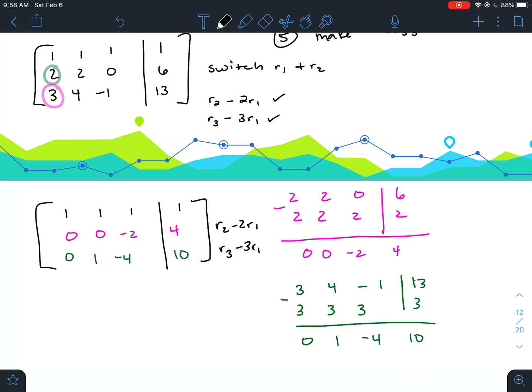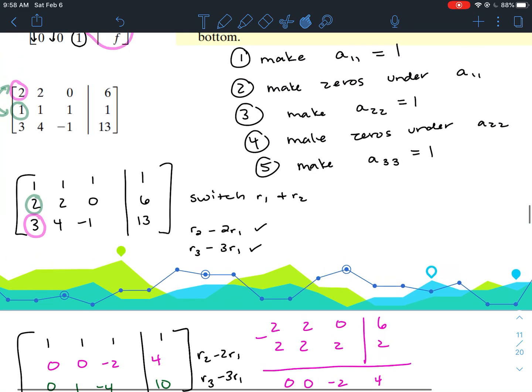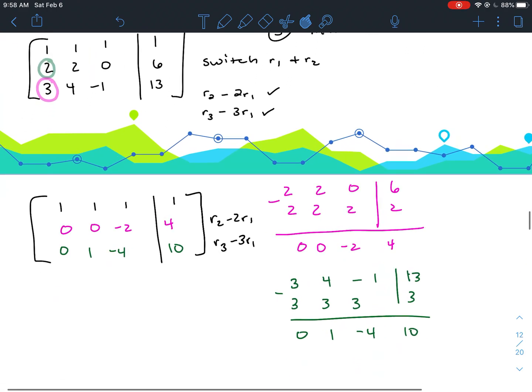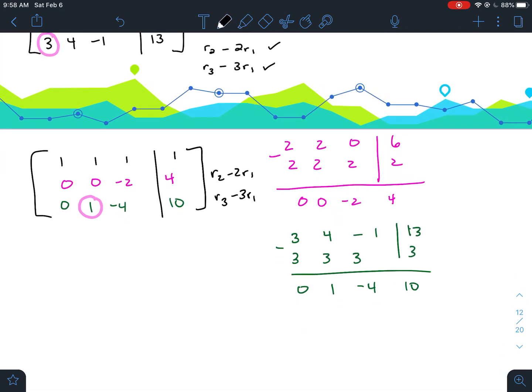I got 1 in the first entry, and then I got zeros underneath. And now the next step says we want to make the second entry in row 2 a 1. Well, right now it's a 0. Do I see any ones? I do. I've got a 1 right there. So I'm going to switch row 3 and row 2.